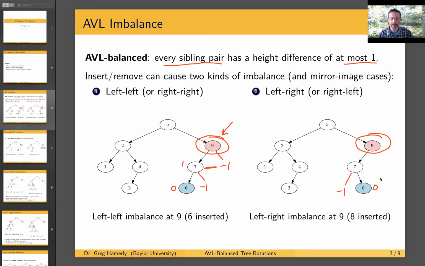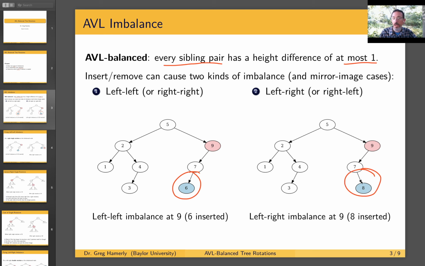Okay, so the imbalances could have happened due to these insertions that we're talking about. If I insert 6 here, or if I insert 8 here, these cause these imbalances at the same node, 9, but these are two different cases and we handle them in two different ways. This one is the left-left case, and the mirror image would be the right-right case. The right-right case, of course, is just if you took this and flipped it horizontally. And this case is the left-right case that you see here because it's left and right. And there's also a mirror image, which is right-left.